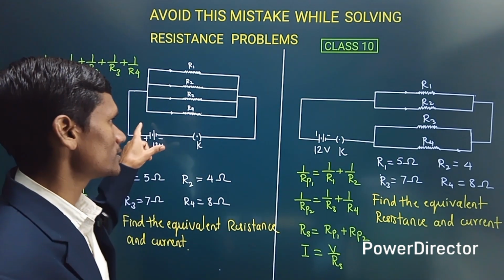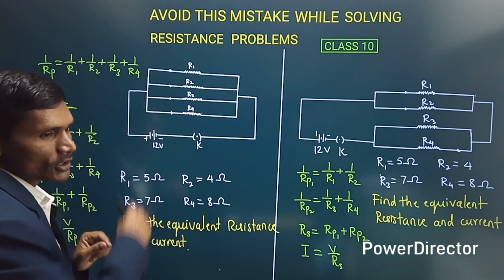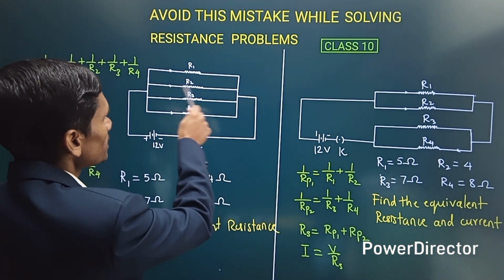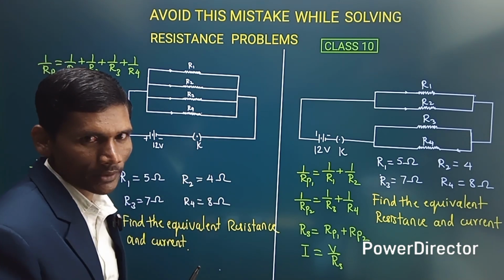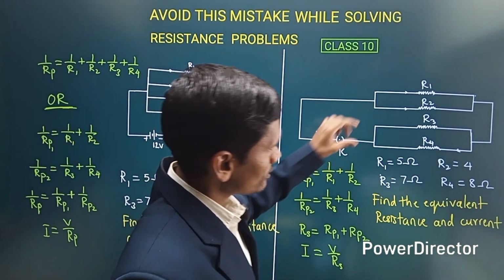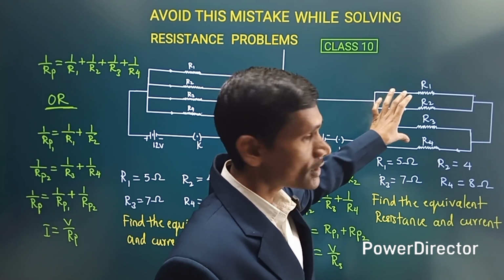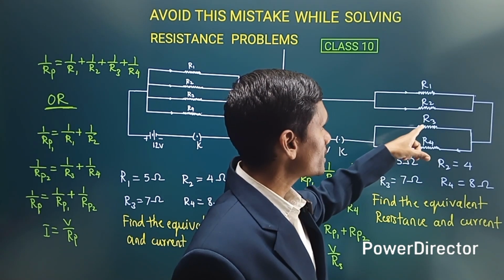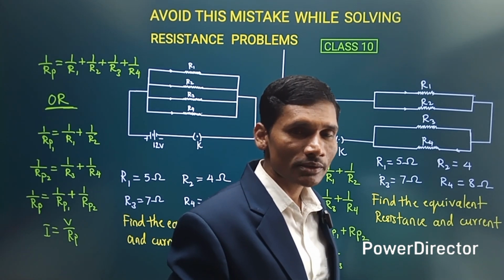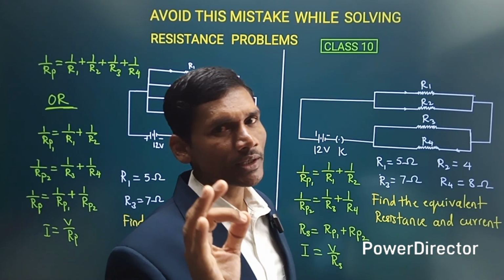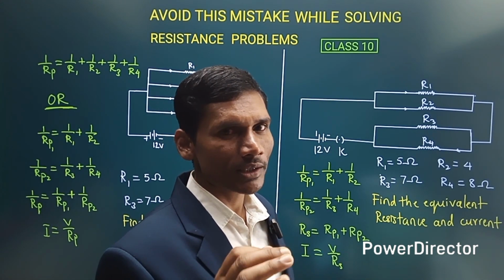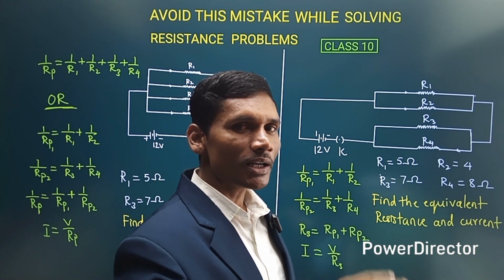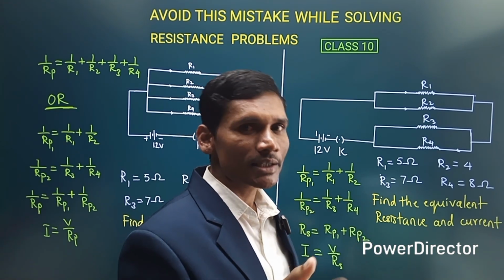But when you calculate, this is entirely different, because in this circuit all the resistances are connected in parallel, whereas in this circuit all the resistances are not connected in parallel. R1 and R2 are connected in parallel and R3 and R4 are connected in parallel. Then how to know this? It's a very simple trick. If you follow that, you can easily guess whether it is completely parallel or a parallel and series combination.